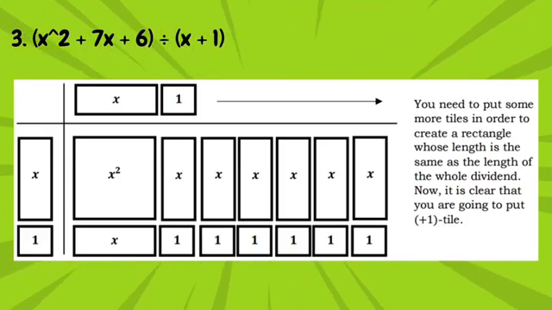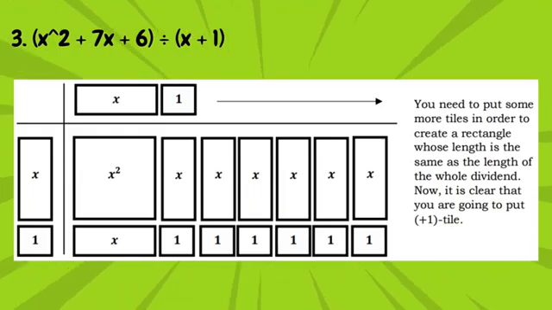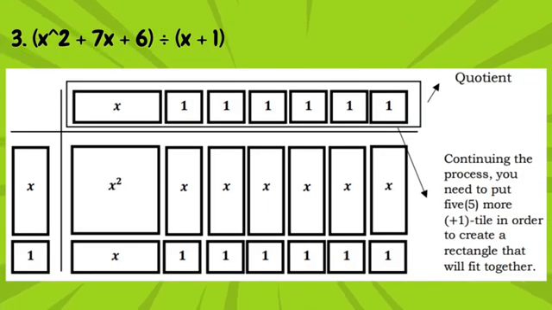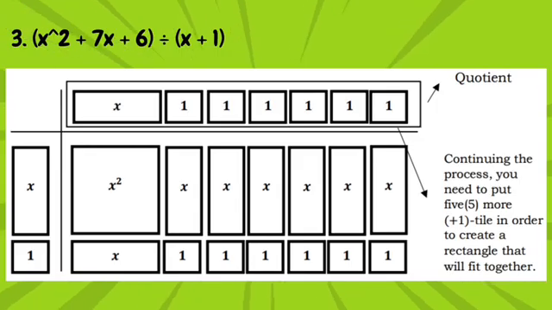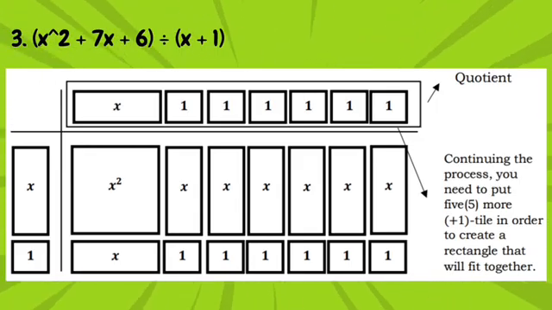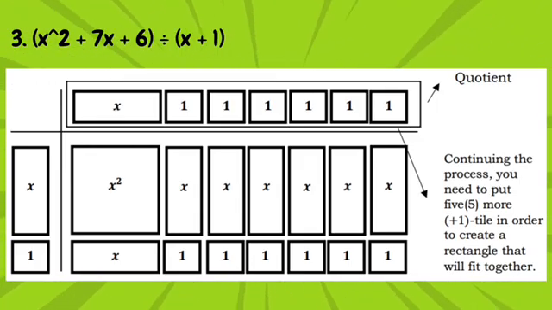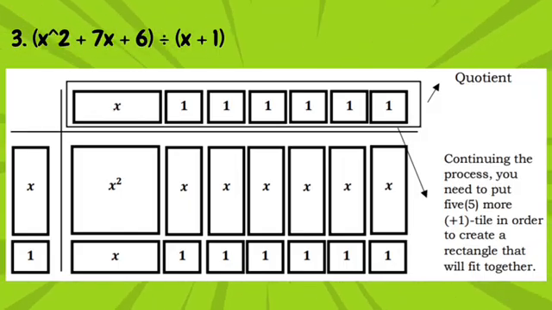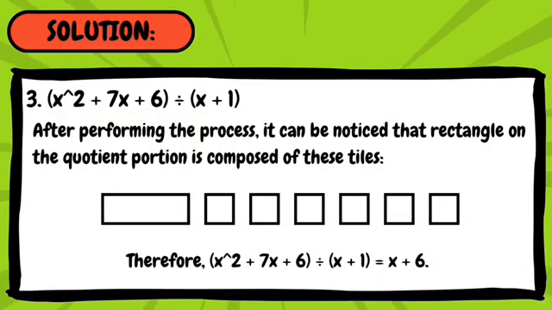Now, it is clear that you are going to put positive 1 tile. Continuing the process, you need to put 5 more positive tiles in order to create a rectangle that will fit together. So, this is going to be our quotient. After performing the process, it can be noticed that the rectangle on the quotient portion is composed of these tiles. So, therefore, x squared plus 7x plus 6 divided by x plus 1 is equal to x plus 6.